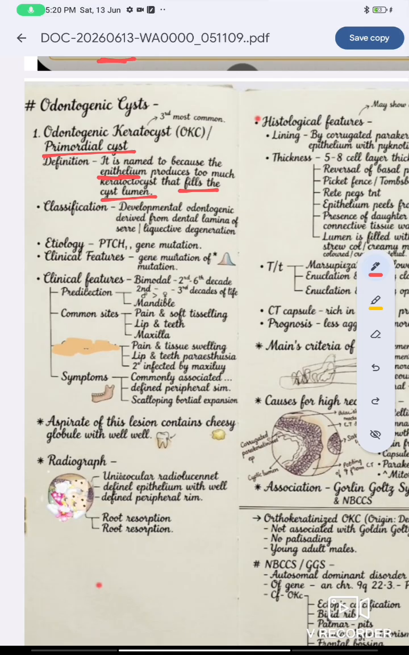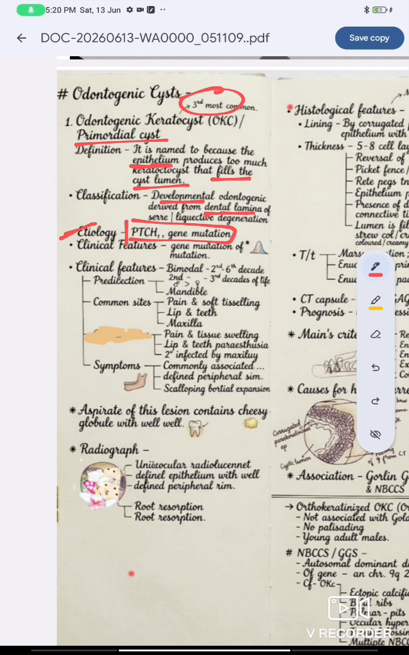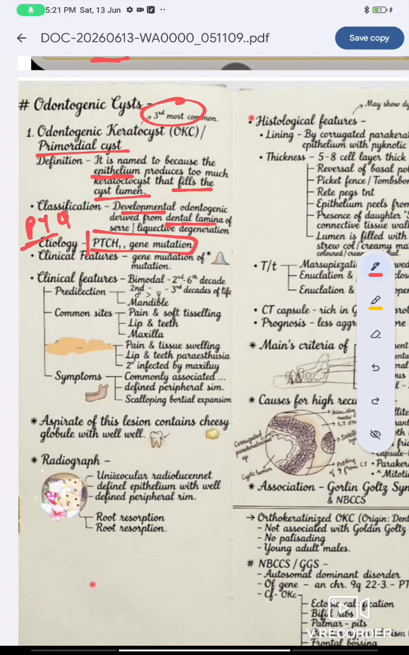Classification: it is a developmental odontogenic cyst, it is an intraosseous odontogenic cyst, and third most common odontogenic cyst. It is derived from the dental lamina. Etiology: it is associated with patch 1 gene mutation. Again, very important PYQ. Clinical features: it has a bimodal recurrence. It can be seen at second to third decade of life and also around the sixth decade of life.